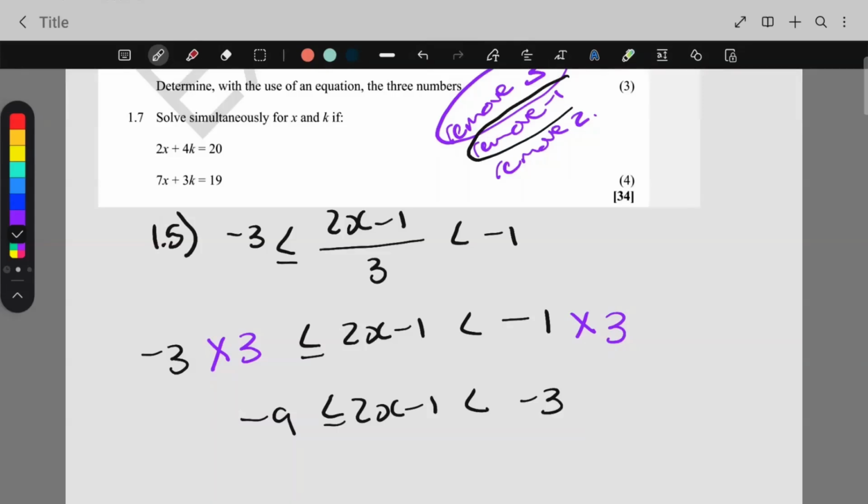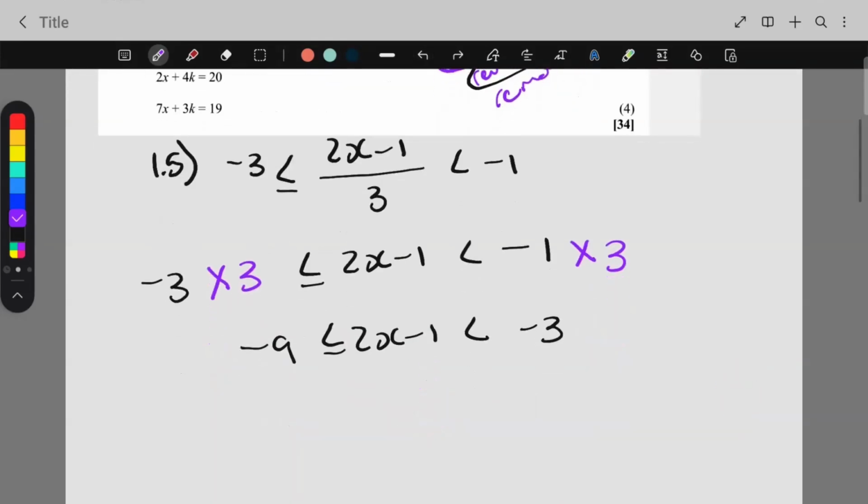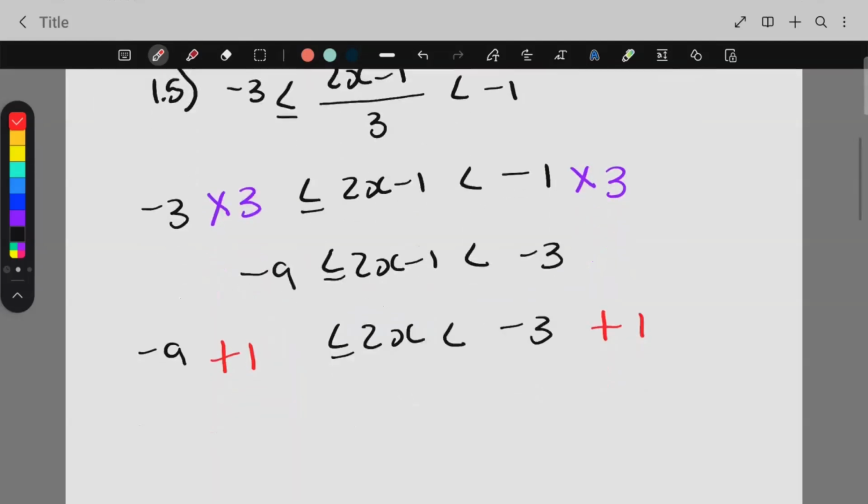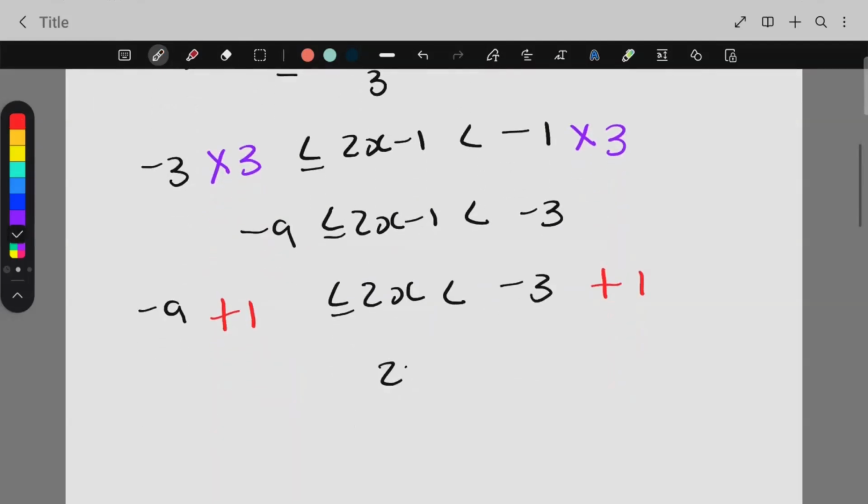Okay, then the next step, I'm going to remove the negative 1. So this minus 1, I'm now going to plus 1. So I'm going to do that quickly. So I'm going to write 2x by itself. I keep the negative 3, I keep the negative 9. So instead of saying minus 1, I'm now going to plus 1. So I plus 1 on the left and I plus 1 on the right. So I get that answer to be 2x still in the middle. And then this will give me a negative 8. And this will give me a negative 2.